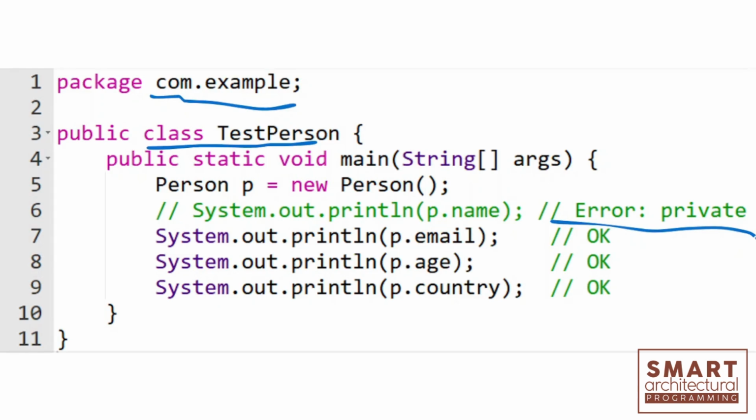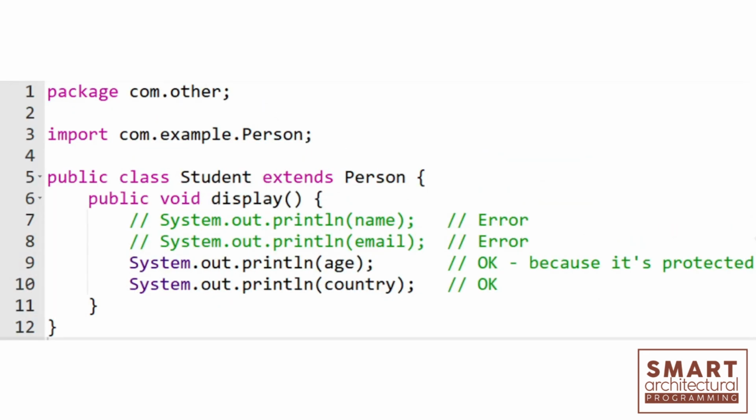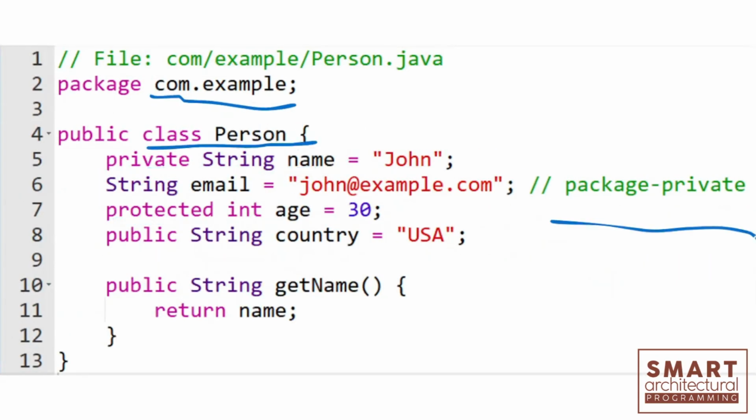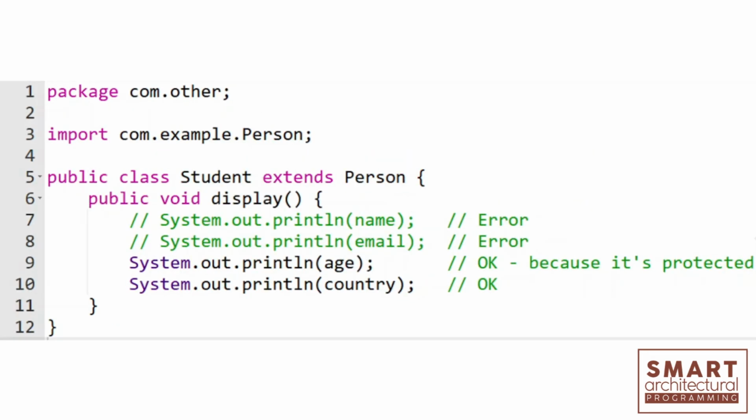So that is what we wanted to imply. And when we talk about the different package subclass here, you can see that the name variable, which is private, and the email variable, which I think is the default variable, both are throwing errors. But the other two are accessible. Protected and public are accessible in its subclass, because this is a subclass in a different package.